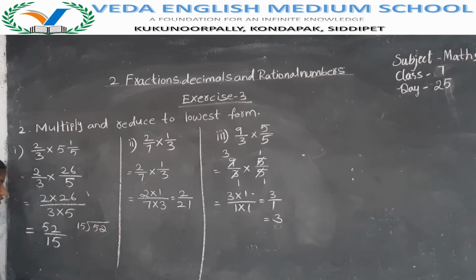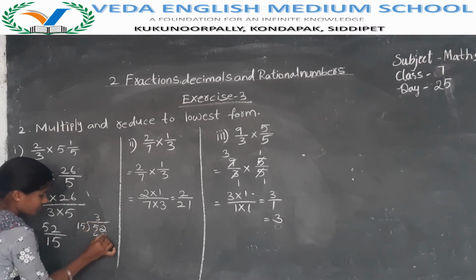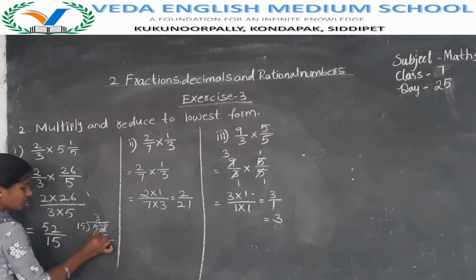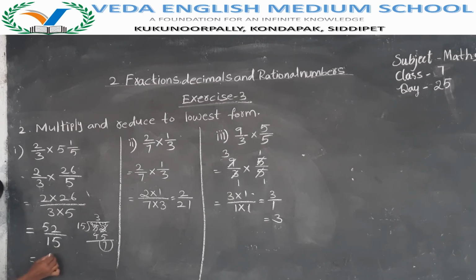Now in the 15 table, 52 is possible. 15 ones are 15, 15 twos are 30, 15 threes are 45, 15 fours are 60. So 15 threes are 45. 2 minus 5 is not possible, so you have to take a borrow. It becomes 12. 12 minus 5 is 7. 5 becomes 4. 4 minus 4 is 0. No need. So how to write it? 3 into 7 by 15. 15 threes are 45, 45 plus 7. 52 by 15 is 3 into 7 by 15.